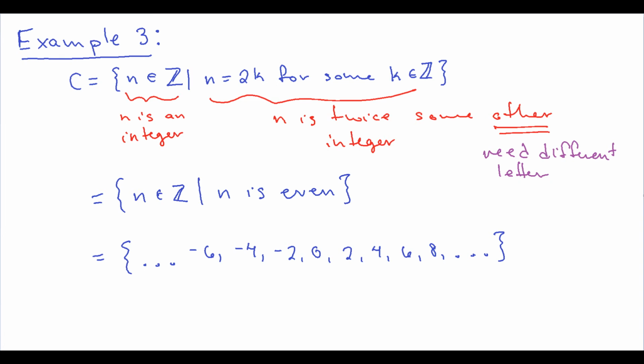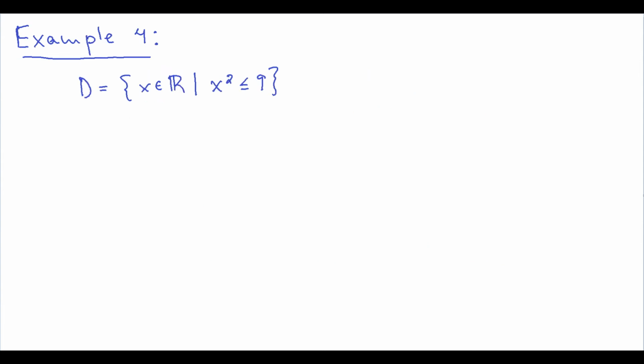Okay, another example. This one's a little bit more complicated. So my set D is defined to be those real numbers, x, such that when I square them, they are less than or equal to 9. And this one, you might have to think about what exactly that means. We'll be doing a lot more like this in class, but what this means, basically, x has to be less than or equal to 3 in order to square to be 9.